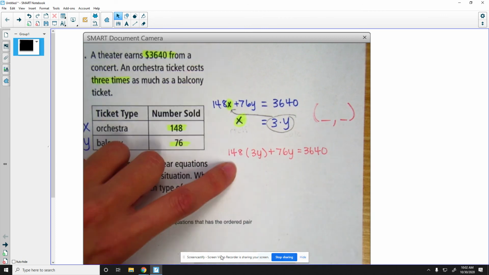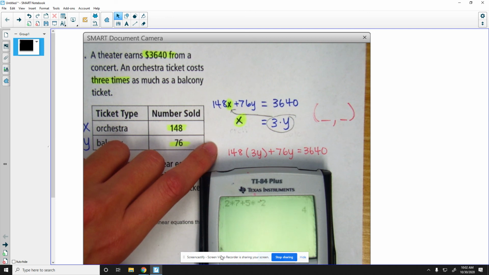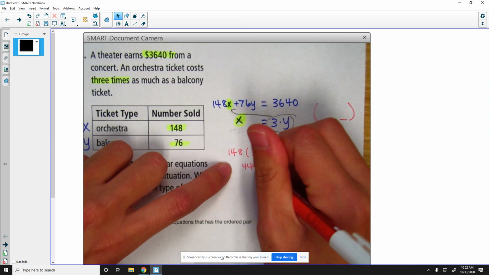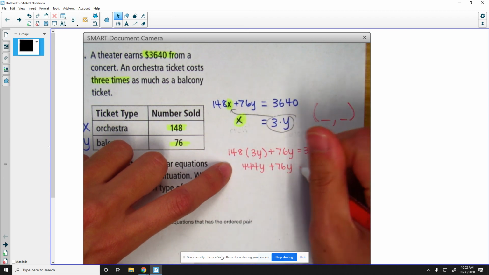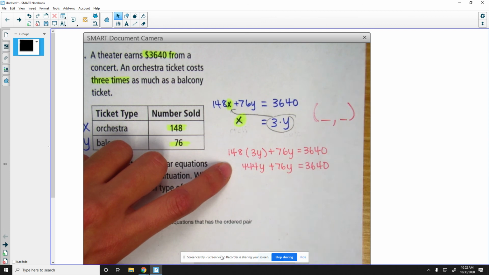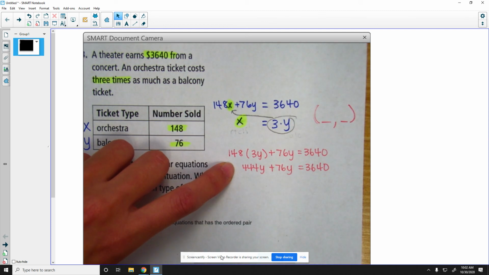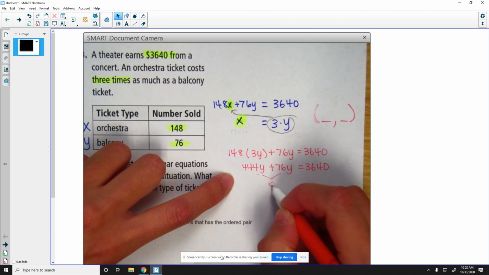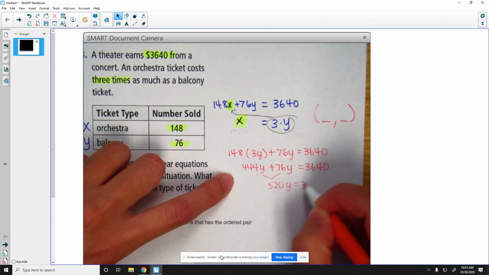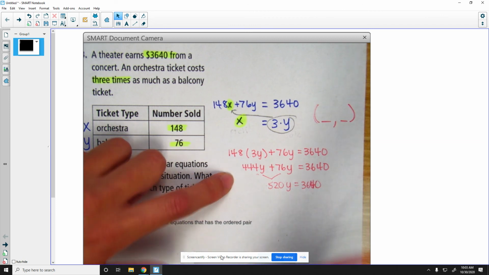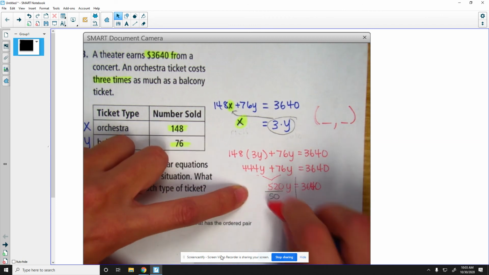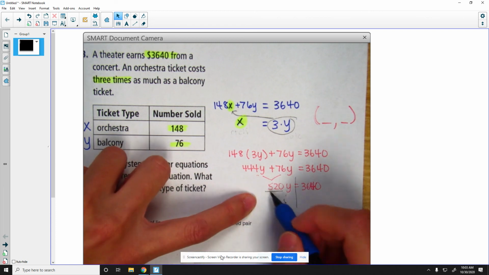So before I can start solving anything, I can just multiply 148 times 3. That gives me 444. So I get 444y plus 76y equals 3,640. I can combine like terms. I have 520y equals 3,640. And then I'm going to divide both sides by 520.